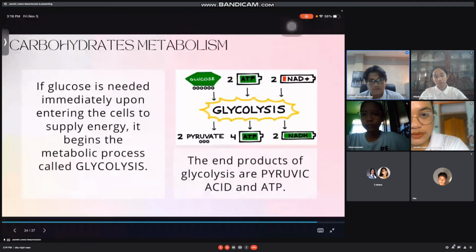Okay. So, who would also like to further elaborate on this diagram? Okay, Mr. De La Cruz. Glucose is needed upon entering the cell to supply energy. It begins with the metabolic process called glycolysis. So the result of glycolysis, or the end product, is pyruvates.